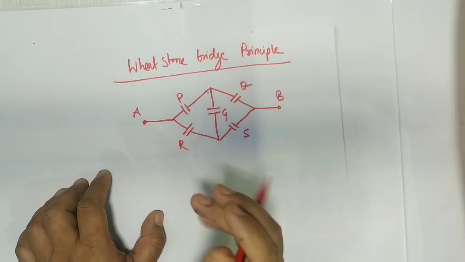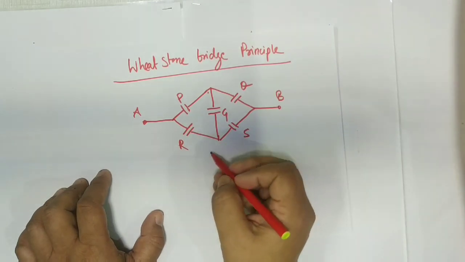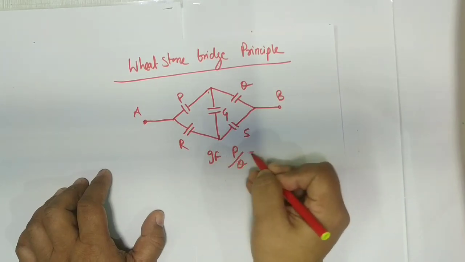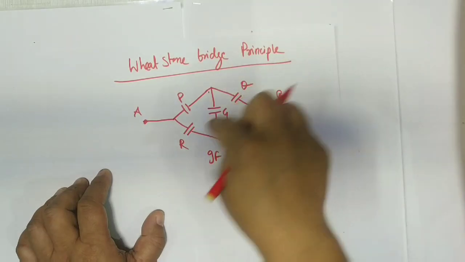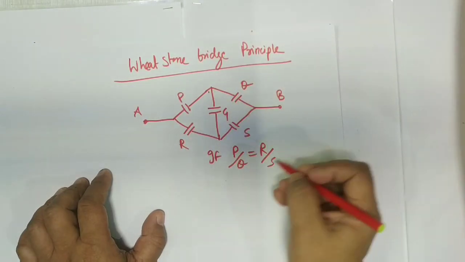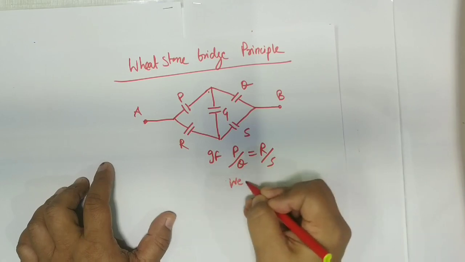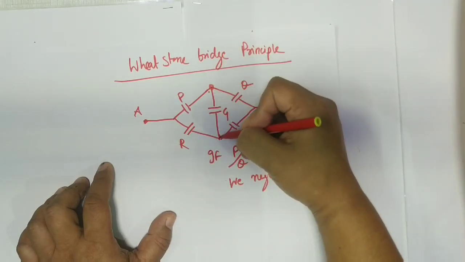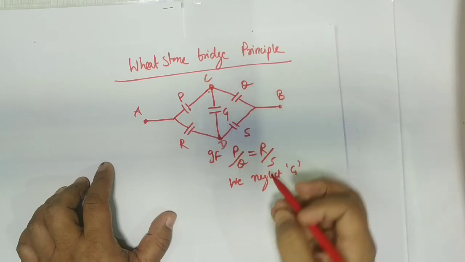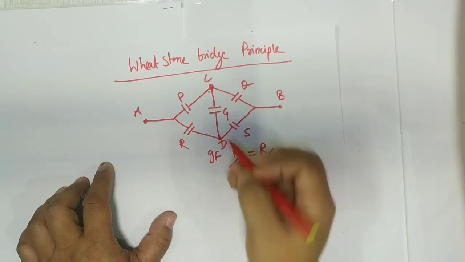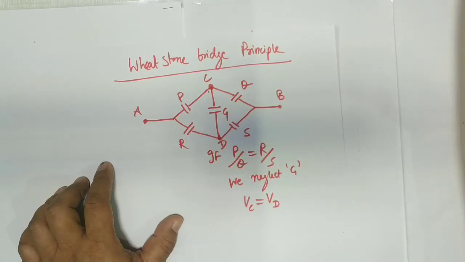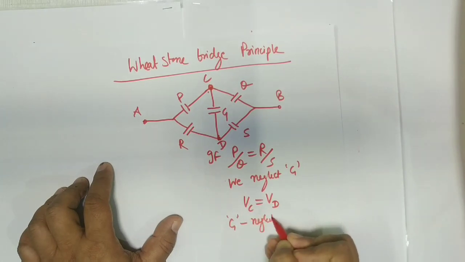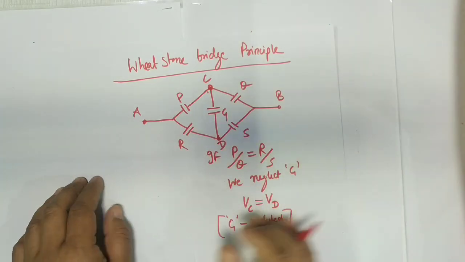So if the arrangement is like this, the condition, though we are going to derive it in current electricity, is that if P by Q is R by S, or P by R is Q by S, do you know what happens? In this we neglect G. G capacitance is neglected. Why? Because at these ends, say this is C, this is D, the potential becomes the same. VC is equal to VD. So no charge is going to transfer. G will be removed. This is Wheatstone Bridge principle.